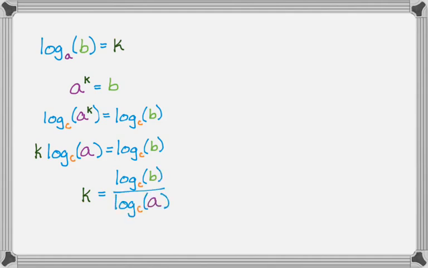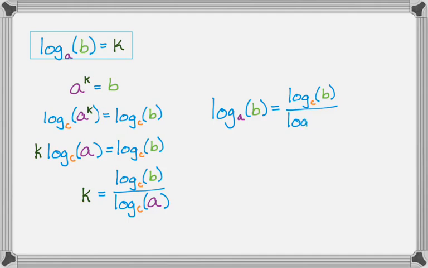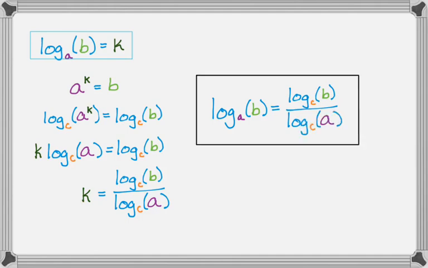And since originally we said that k was equal to the log base a of b, we can finish this off. So the log of b in base a is equal to the log of b in base c divided by the log of a in base c.